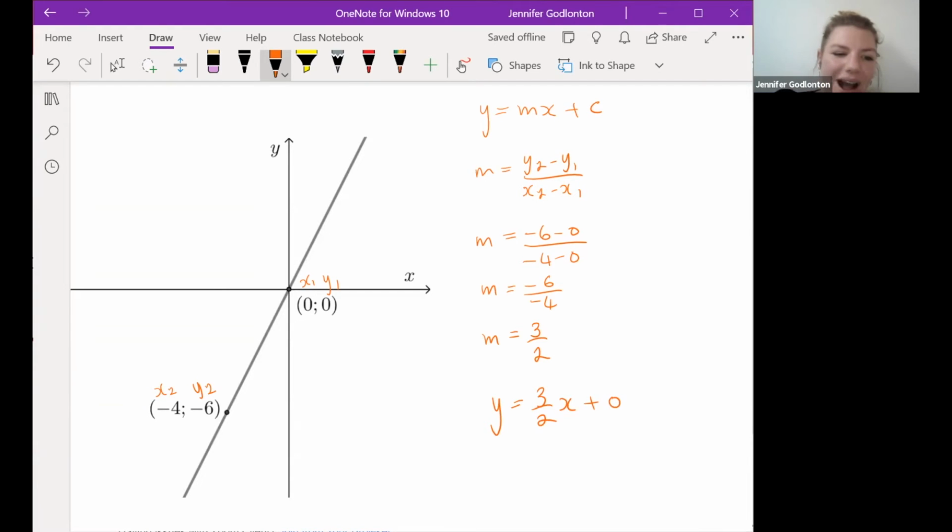Okay, so our y-intercept here, it crosses our y-axis at 0. And so our y-intercept is 0. We're allowed to have a 0. That's okay. Okay, so our gradient is 3 over 2. Our y-intercept is 0. That would be our full equation. Let's try and go through some of these questions.